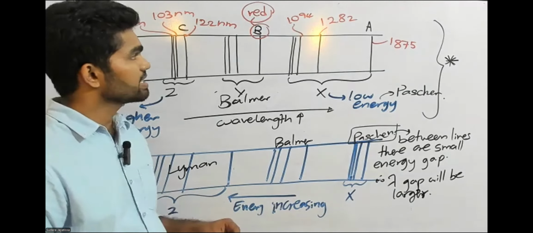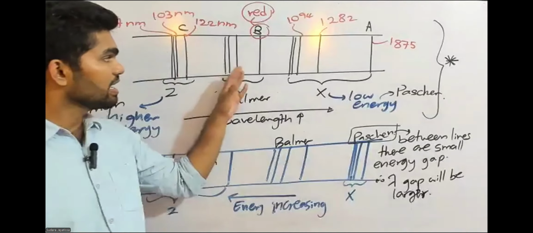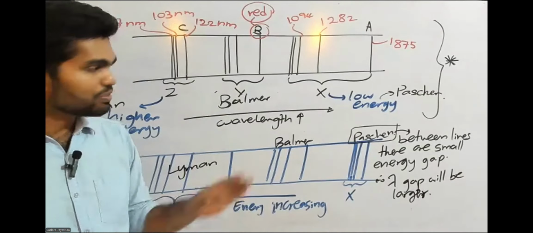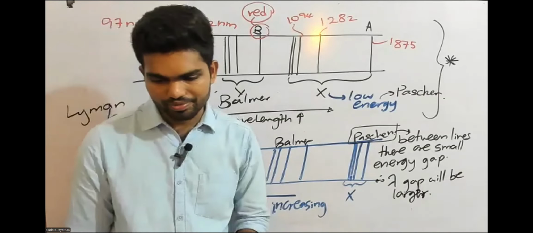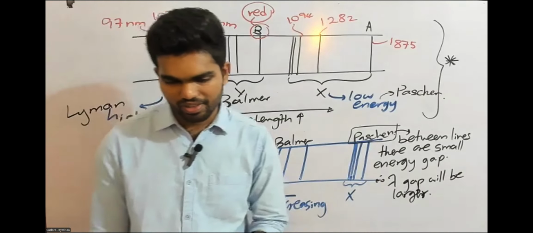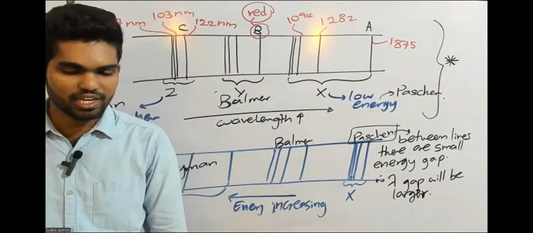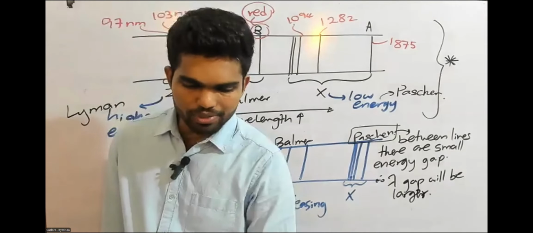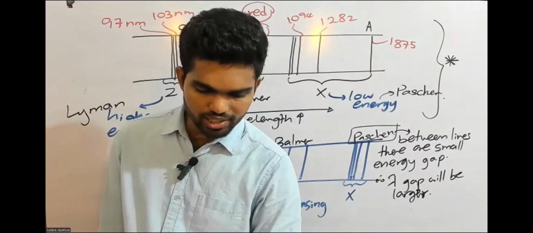Only 4 lines are visible in the Balmer series, but the Balmer series can have more than 4 lines. Only 4 are visible, others will be in the UV region. Is that clear? You can have as many lines as you want because there are infinite energy levels. But in the Balmer series, only 4 of them are visible. So it's a good question. Put a star and study that question also.